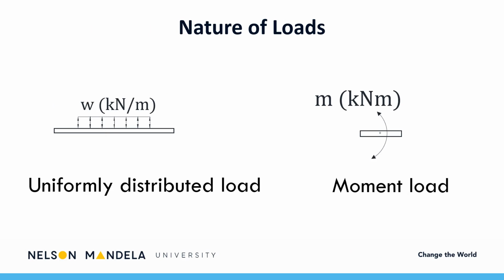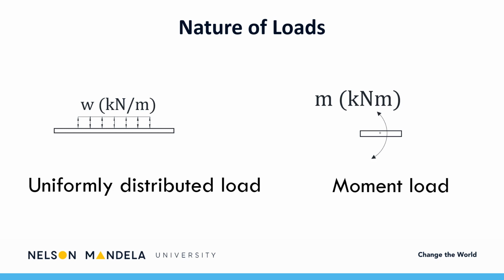Look at the units for uniformly distributed loads. They are in kilonewtons per meter, meaning we need to do something here. Again, I'll address now how you convert it into kilonewtons. And then the fourth one, which is a moment load, is in kilonewton meter.